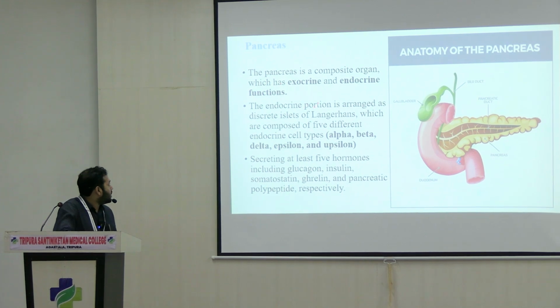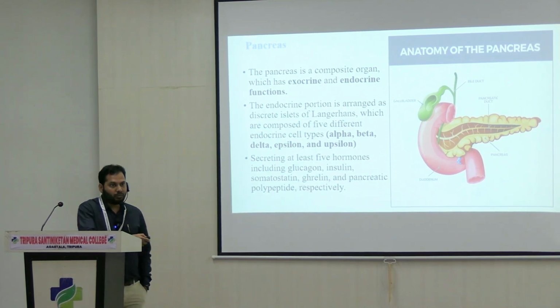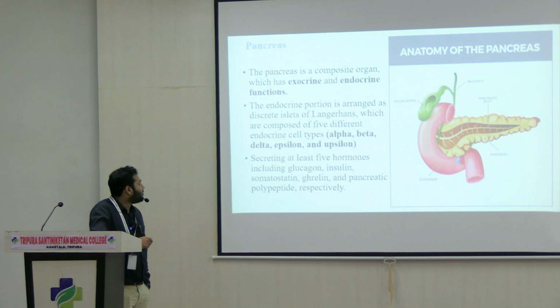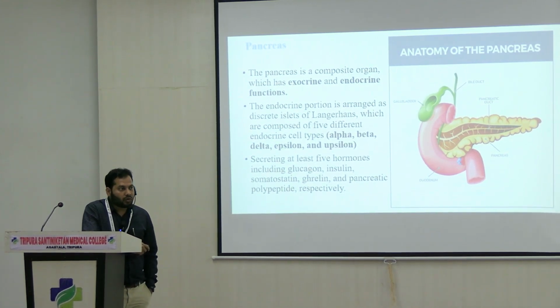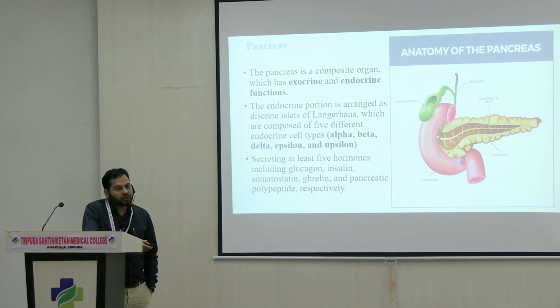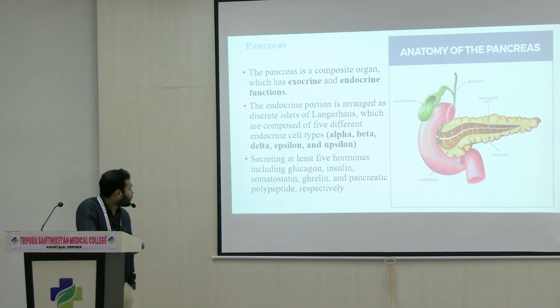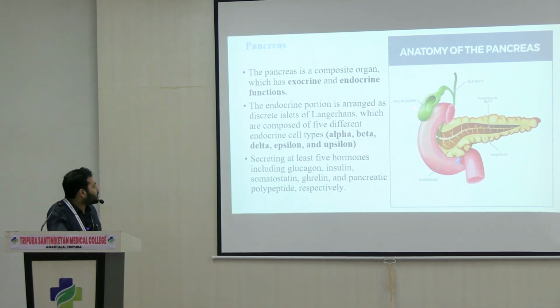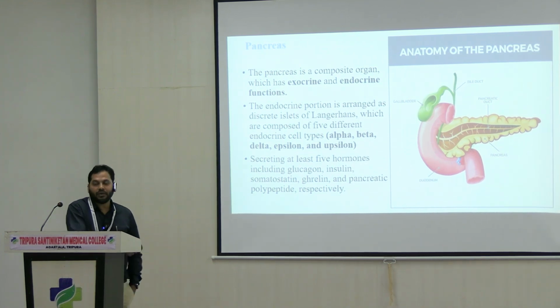At the very first glance, it is a very special gland because it has two different properties, right? It has exocrine functions as well as endocrine functions. We will see what the most important exocrine secretions and endocrine secretions are, and how both are equally important for cellular functions. The most important part of the endocrine gland is the discrete islets of Langerhans.